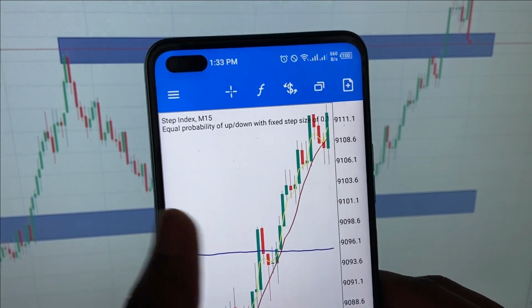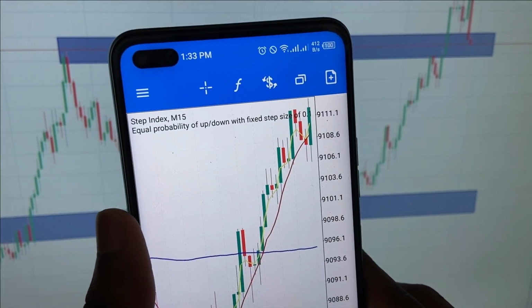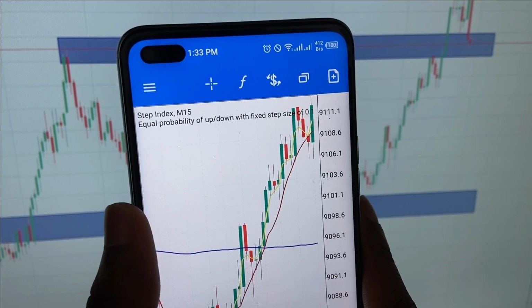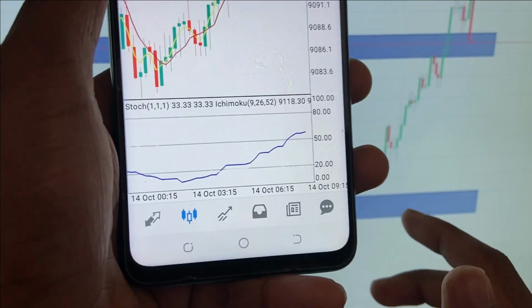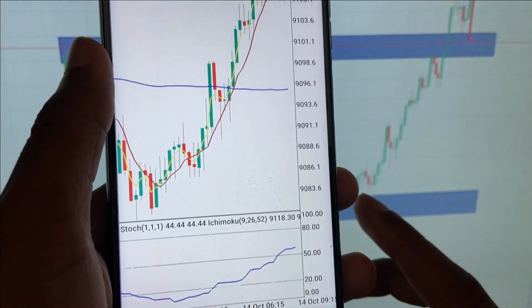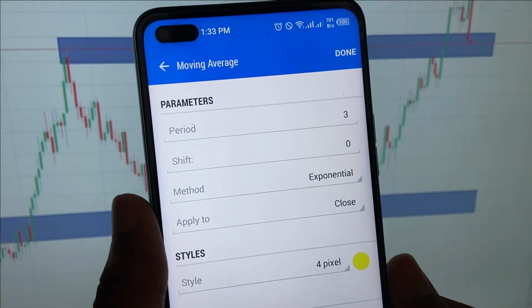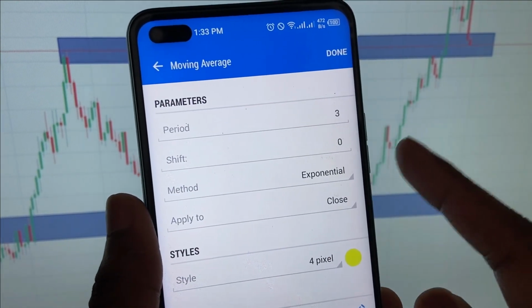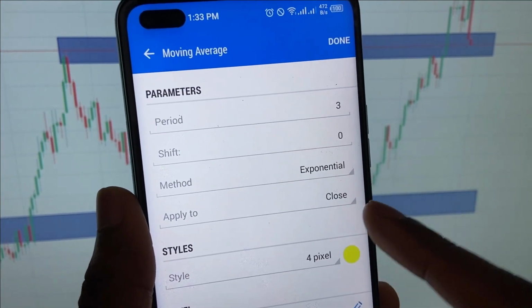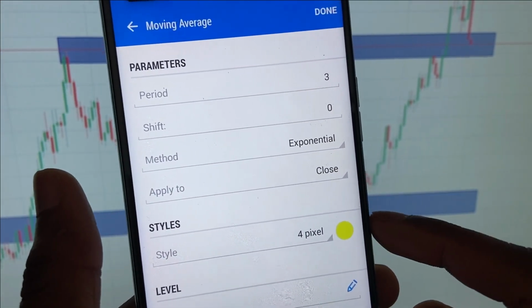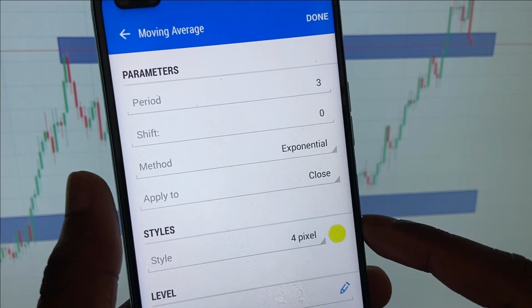Before I explain the strategy you can use to trade this step index, I'll just explain the indicators I'm currently using. There are about two of them. The first one is the moving average, with a period of 3, shift 0, and the method is exponential, applied to close, and the color is yellow with a size of 4 pixels, no levels to add.